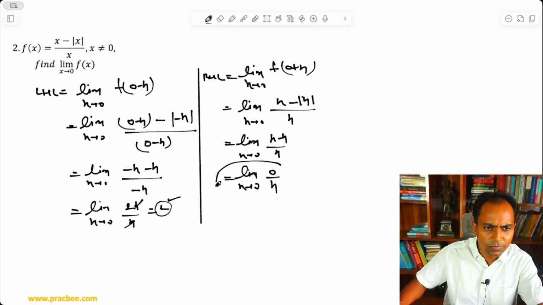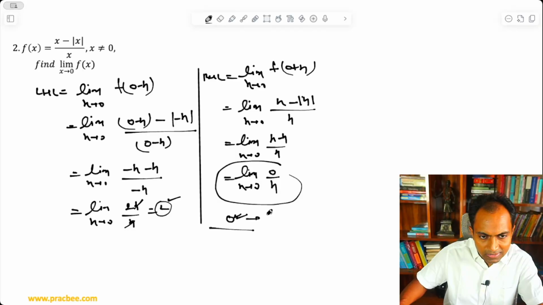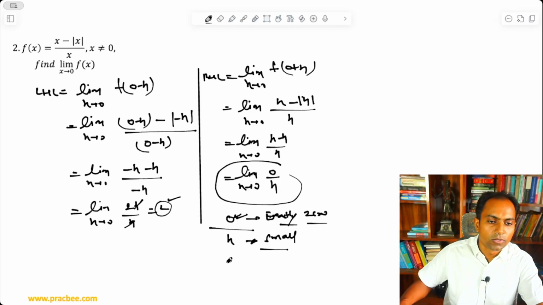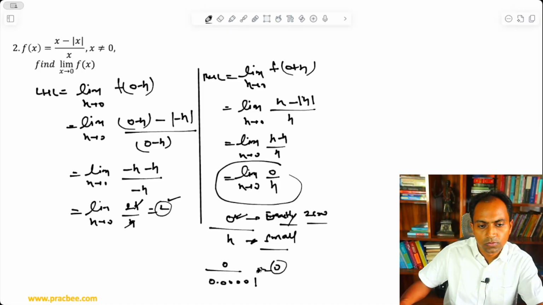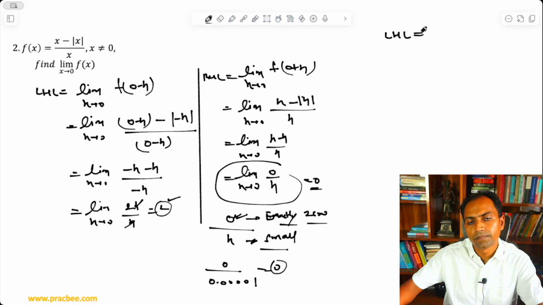Now here is a very conceptual thing you should understand. Your numerator is exactly 0. This part is exactly 0. Whereas the denominator that you are writing is h, a small quantity. Any small quantity: even if you write 0 by 0.00001, still the answer is 0. So what will the answer to this question be? You can again see that LHL is not equal to RHL, so the limit does not exist.